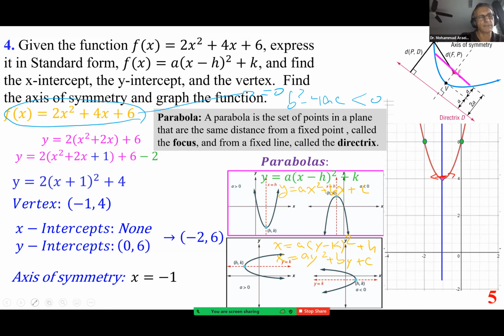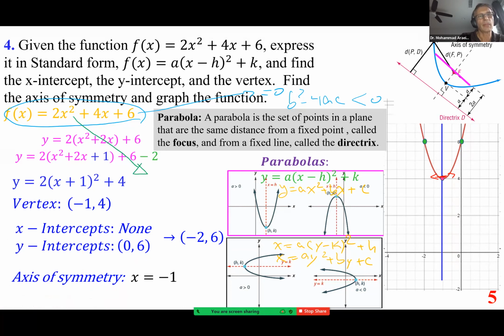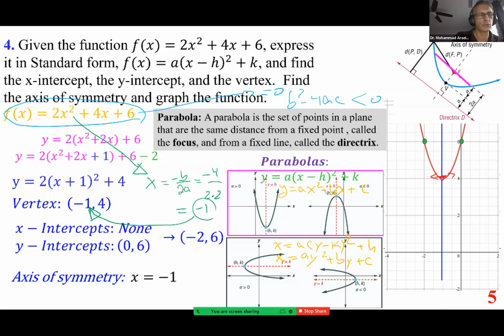Now, the thing I want to add quickly is that if you don't want to go through completing this square, everybody, you could use x equals minus b over 2a, which is minus 4 over 2 times 2, equals negative 1. So you don't have to go through completing this square. If this is the x coordinate of your vertex, what is your y coordinate? Plug in negative 1 and evaluate it. That may be slightly easier.